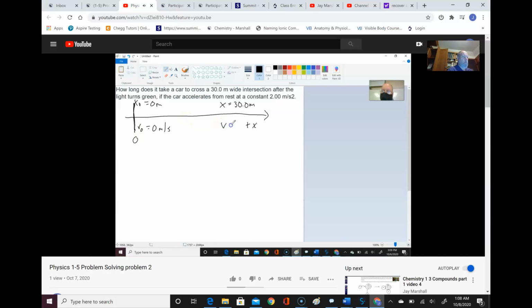Okay, my initial velocity, I start at rest, so I'm going to be at 0 meters per second. And I don't know what my final velocity is. I haven't been told that. But I do know that I'm going to increase in velocity. So I know that my acceleration arrow is also going to be in the positive direction, the direction of increasing velocity arrows. And I've been told that I accelerate at 2.00 meters per second squared.